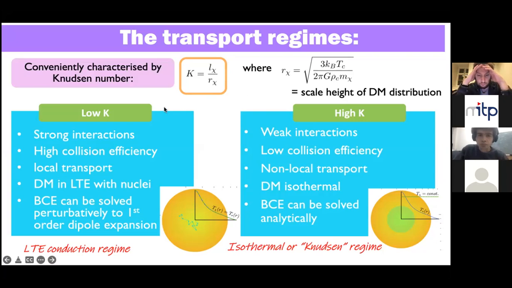Okay, so if K is low, that would mean that the interactions are strong. In this instance, your dark matter particles are going to be very efficient at picking up and depositing energy, but they're not going to be able to move that energy very far. So your dark matter will be in local thermal equilibrium with your solar nuclei. Now, in the opposing regime at high K, the scale over which your transport is taking place is longer because we've got weaker interactions. But now your efficiency is inhibited by your low collision frequencies. In this instance, the dark matter is going to assume an approximate isothermal distribution.